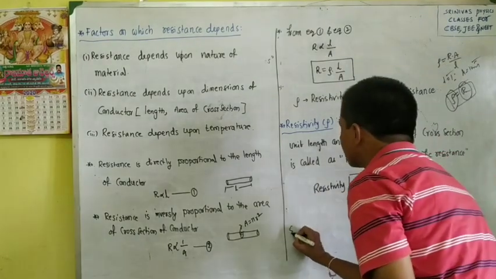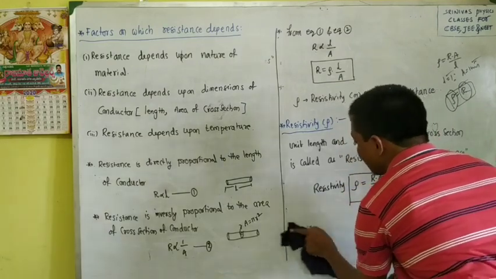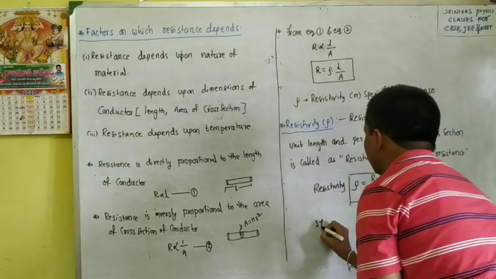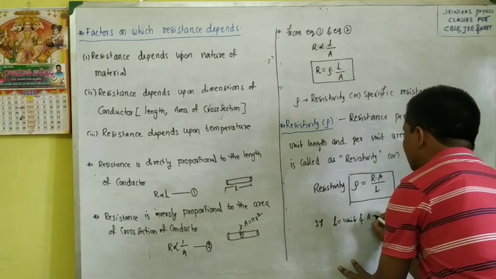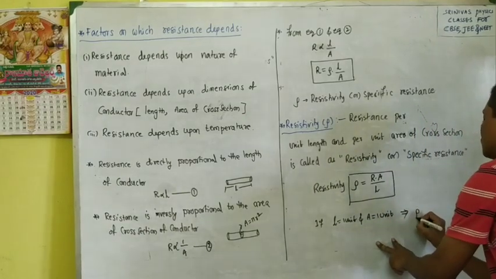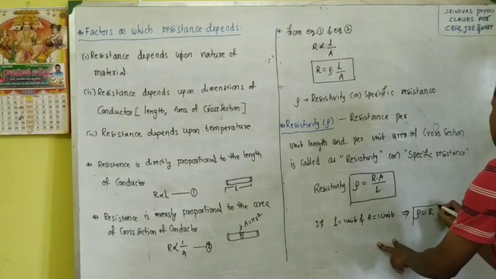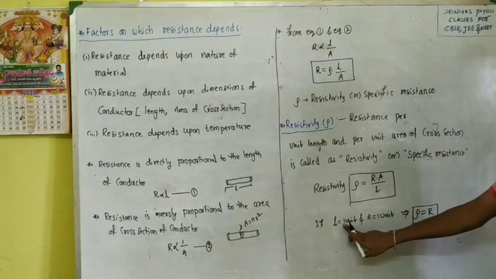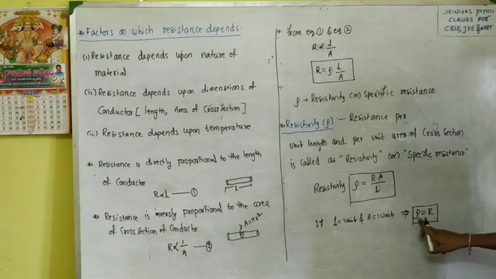What is the SI unit of resistivity, right? Before the SI unit, if L we take as 1 and A we take as 1, then what happens? If L is equal to 1 unit and A is equal to 1 unit, then rho is equal to R into 1 by 1, that is rho is equal to R. Resistivity is equal to resistance when resistance per unit length per unit area is considered.